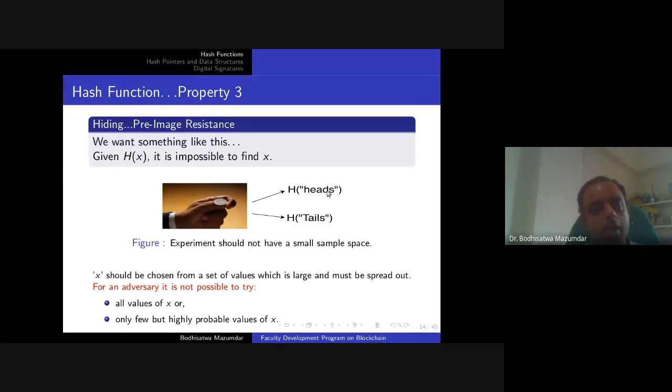And in another case, if there are certain values of x which are highly probable, he should not be able to iterate over all such high probability values of x. So these are the requirements to ensure the pre-image resistance property of a hash function.